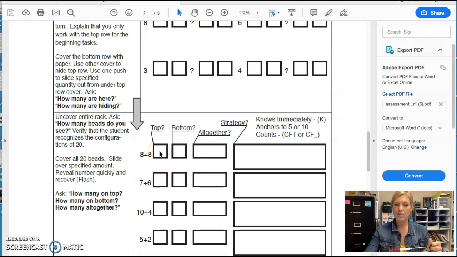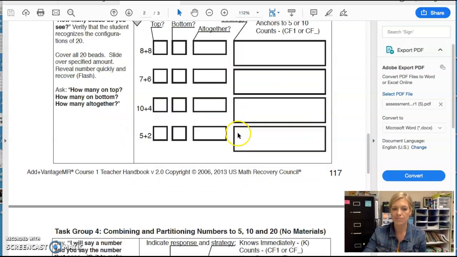And you're going to ask all of these questions. How many on the top? How many on the bottom? How many all together? And remember that the white beads need to be on the child's right. So if I'm showing them, this is what they're seeing. And they want to see that there's 8 on the top, 8 on the bottom, and then 16 all together. Again, really looking out for that counting piece. We don't want them to be counting in any of this stuff.